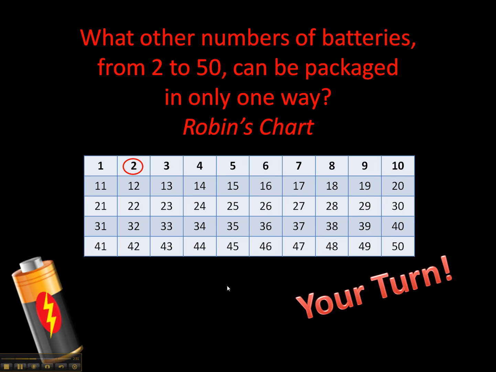The first thing we're going to do is circle number 2. We already established that number 2 is a prime number because it can only be packaged one way. And what I want you to do is cross off every even number, because as you know from our last couple classes, all even numbers can be divided or factored by more than just 1 and itself. Alright, so now you've crossed off all of the even numbers.